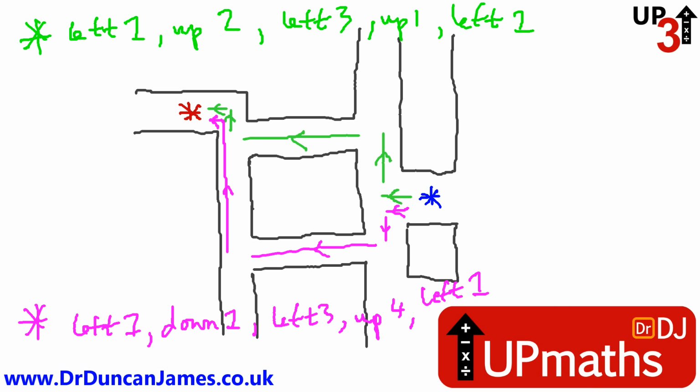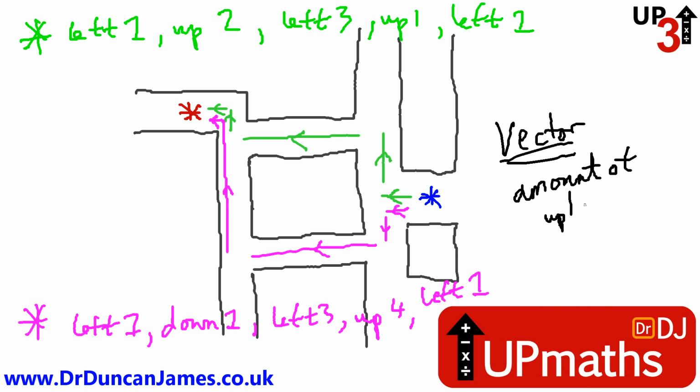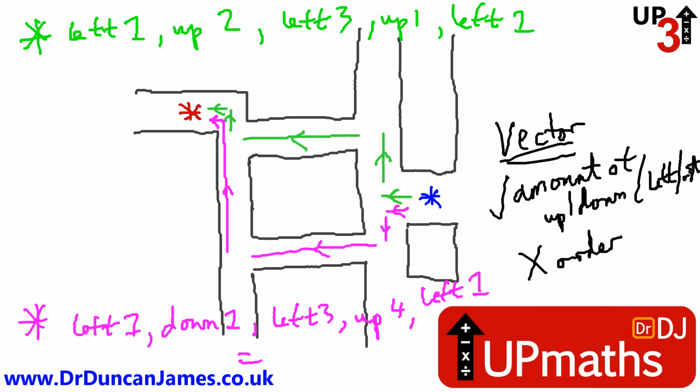Now the idea behind a vector is that the amount of up, down, left, right is important, but what is not important is the order. So if you draw a vector, the vector doesn't care what order you do it in. So all we have to do is add them all up and see what the total is. So another really pithy way of writing that might just be to write the vector only cares about the total. That's all it cares about.